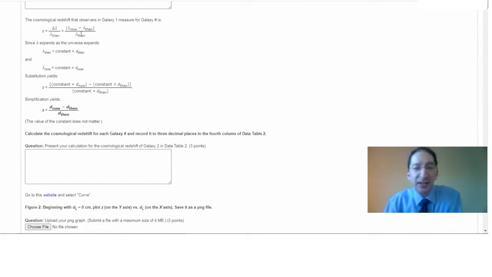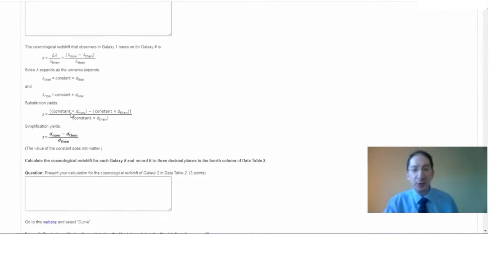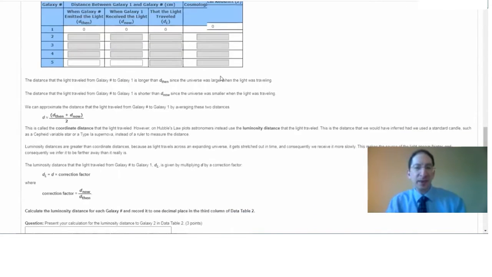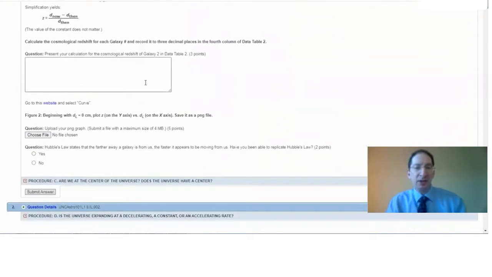So let's substitute these into this equation. The redshift is then the constant times d now minus the constant times d then, whole thing divided by the constant times d then. And this simplifies. The constants cancel out. We don't need to know what this constant is. And redshift is simply d now minus d then over d then. That's pretty straightforward to calculate. You have your d nows here, your d thens here. You can calculate the cosmological redshift and put that here. And we'll put an example calculation here.